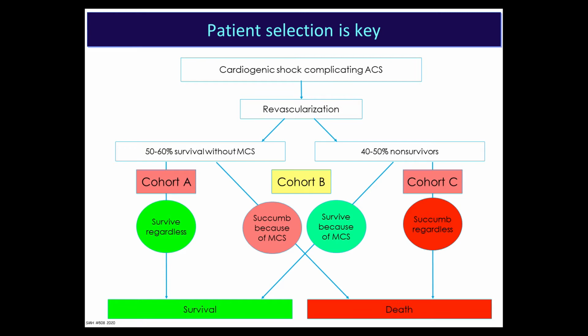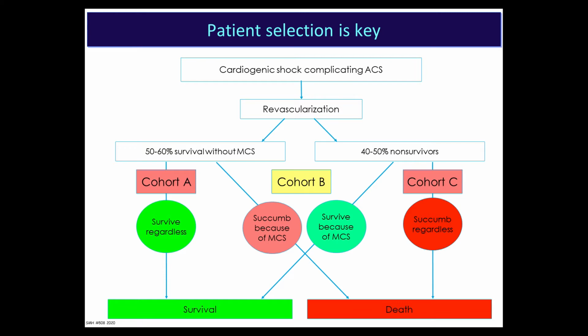So those patients are over here on the left. And then you have somewhere around 40 to 50% non-survivors. And those break down into 3 cohorts. So you have cohort A. So cohort A are people who are going to survive no matter what you do. And then you have cohort C. Those are people who aren't going to do well no matter what you do. Those patients are not informative with respect to a device or any therapy for that matter. It's not going to make a difference, at least if what you're looking at is mortality.